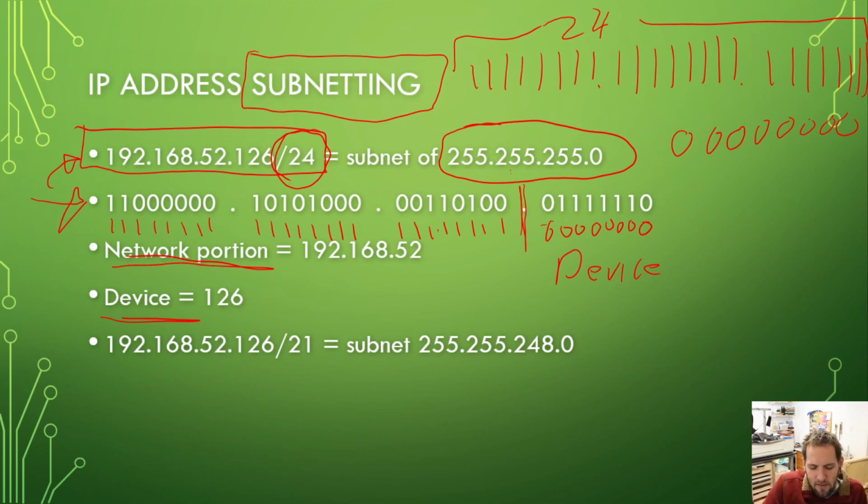So this is telling us that the network, and the way I like to look at network is it is like a street address. It's the street that you live on. All right. So I live on street 192.168.52, and the address on that street is 126. That is how I look at our network portion versus our device portion. I find that to be the best way to explain things to you guys.